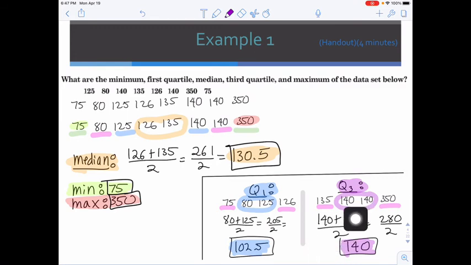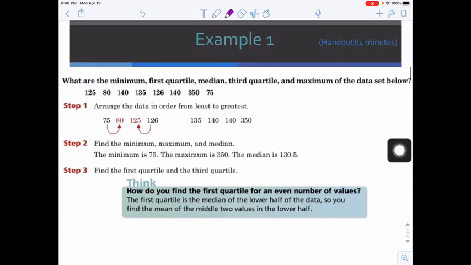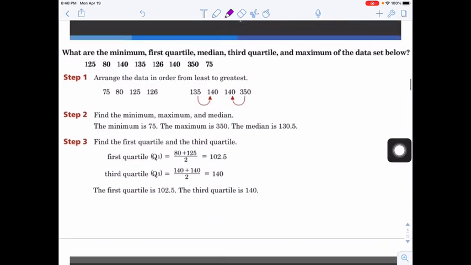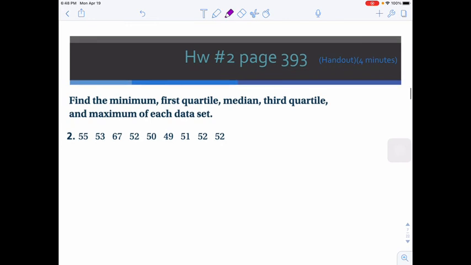If you end up with the same number in the middle twice, the mean, or the average, of the same number twice will just be that number. So you don't actually have to do these steps here. If you saw 140 and 140, you could just say that the third quartile would have been 140. The work for this problem is written out on the next two slides. And now I would like you to try homework number 2 on page 393. Find the minimum, first quartile, median, third quartile, and maximum of each data set.